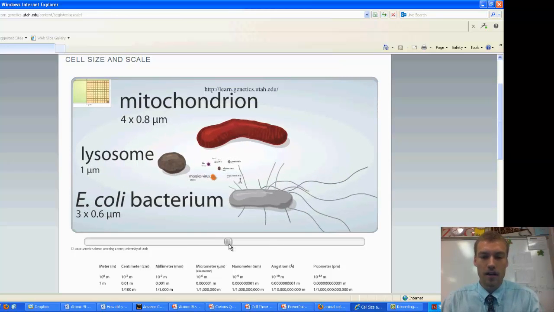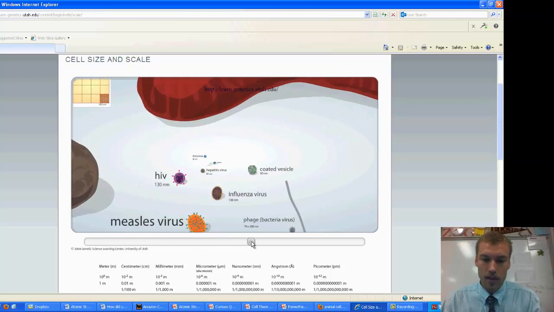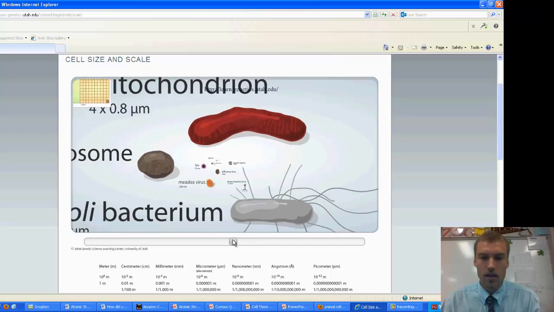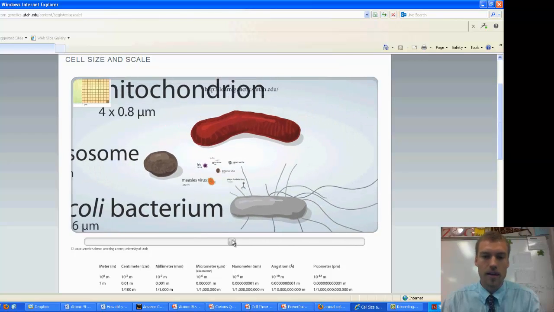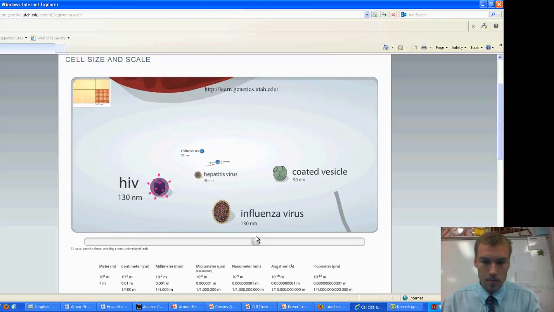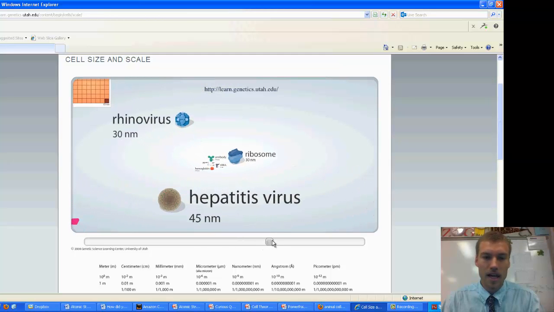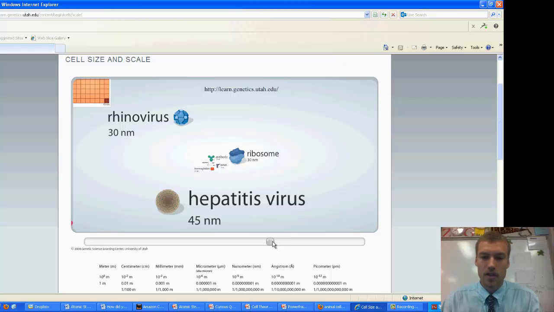Lysosomes are another organelle. They're about 1 micrometer. All right, and here's your viruses. So you can see how small viruses are compared to cells, right? Especially bacterial cells. Much, much smaller. There's HIV, influenza, hepatitis. The rhinovirus gives you the common cold.